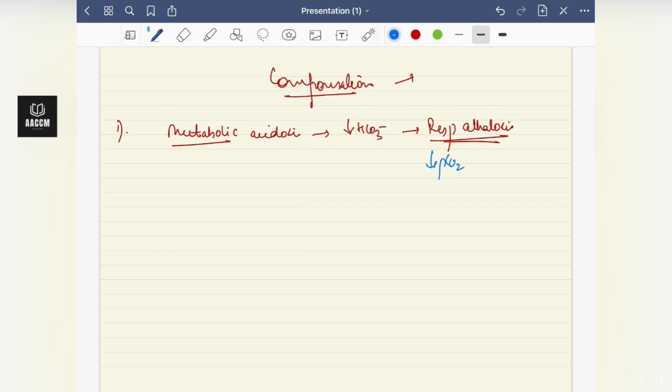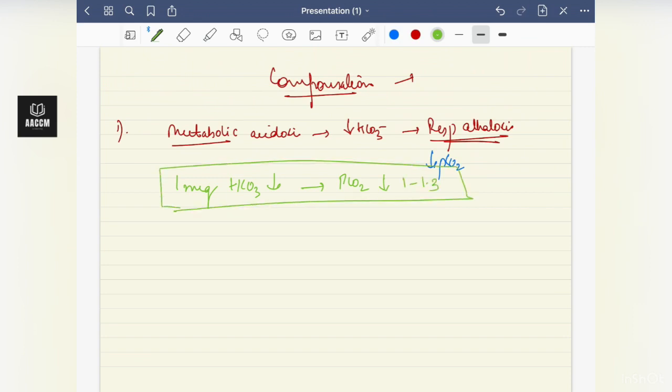Okay, so for every change, I'll highlight it with a different pen. For every 1 milliequivalent decrease in bicarbonate, the PCO2 levels should decrease by 1 to 1.3. This is the formula which you can apply on a daily basis. So if we see a decrease of 1 milliequivalent of bicarbonate, the PCO2 again should fall by 1 to 1.3.